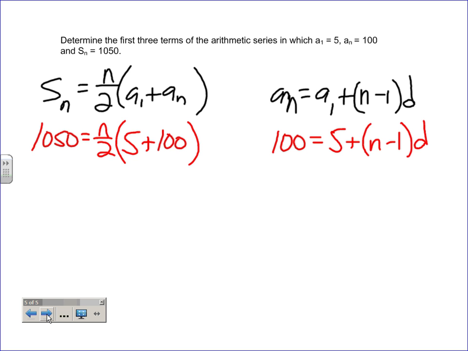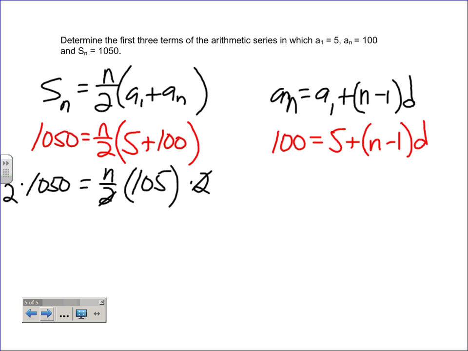Okay. So in this one here, there's a lot of options. Has everybody had a chance to write this down? I kind of went through that quick. Had a chance? All right. I think we can all agree that this is 105 sitting right there. And now it really depends on how you want to do that. We have to get n by itself. So this is really divided by 2, so the easiest way to get rid of that, let's multiply both sides by 2, because that'll cancel.